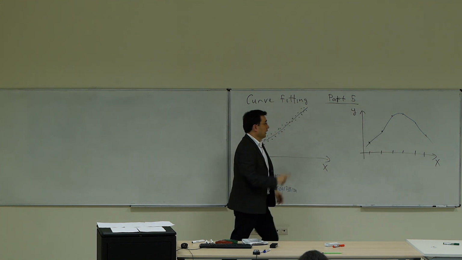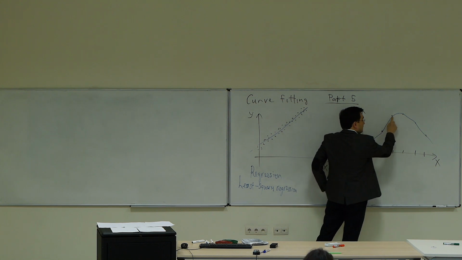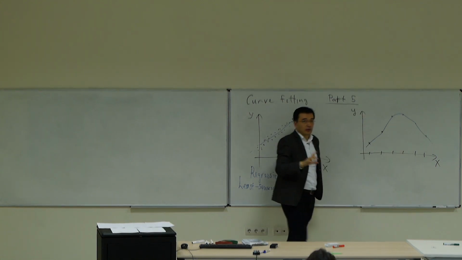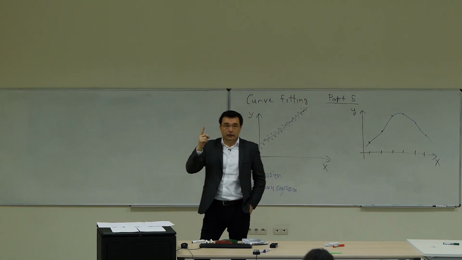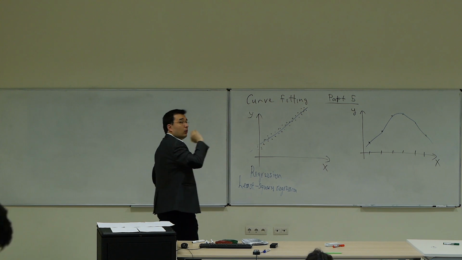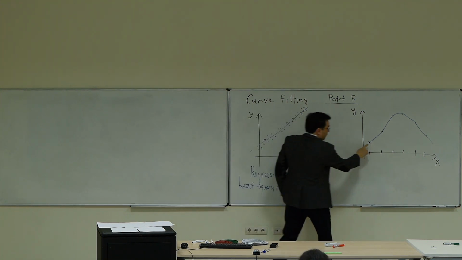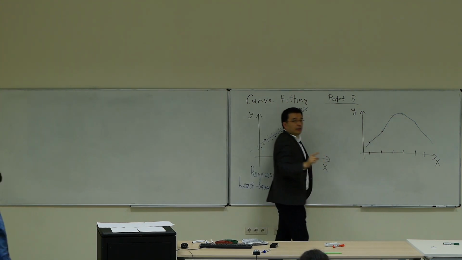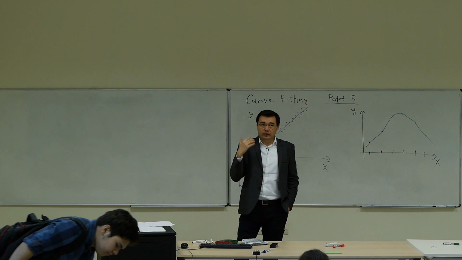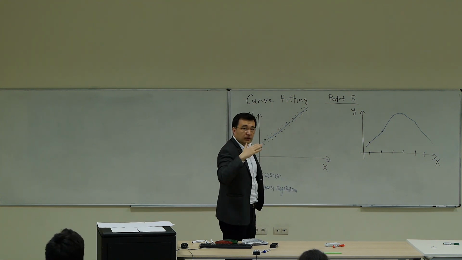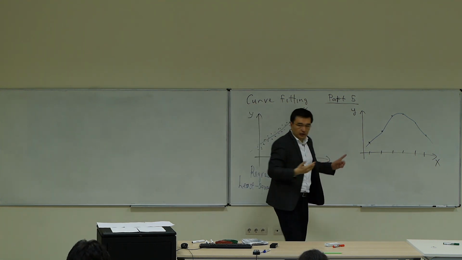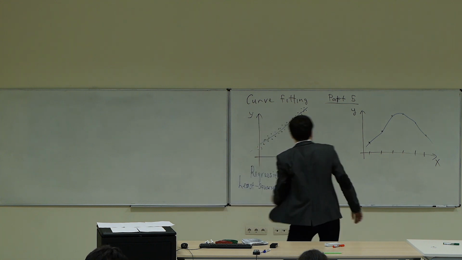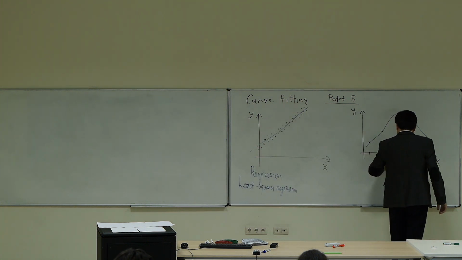So let me repeat. Here you have some discrete data points, and you create a new curve, some function, which goes through all these points. They pass through these points. And once you know this function, you can calculate the value of that function between these 2 points. That problem is called interpolation.